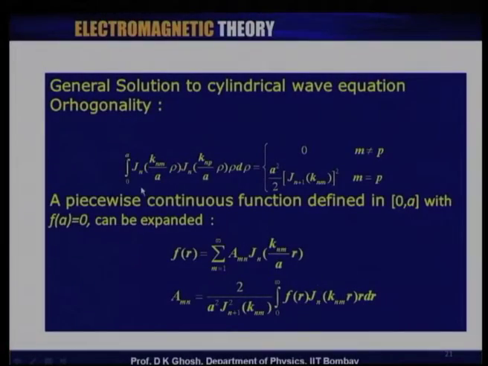That is, if you take the product of Jm with Jn and integrate over rho d rho, then you get 0 unless the degrees of these Bessel functions are the same, and when they are equal, we get this expression here. Any piecewise continuous function defined in the range 0 to a, such that f of a equal to 0, can be expanded in terms of Bessel functions. Like the way we did with the Legendre polynomials, I can use this orthogonality property and this form of the function f of r to determine the A mn's in terms of an integral over f of r and the product of a Bessel function.